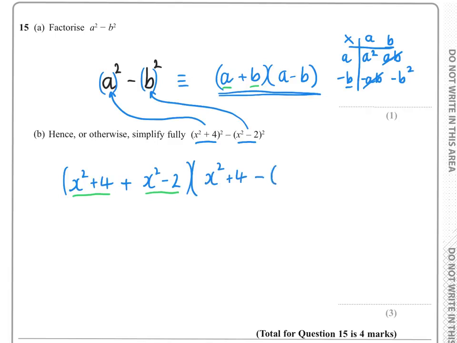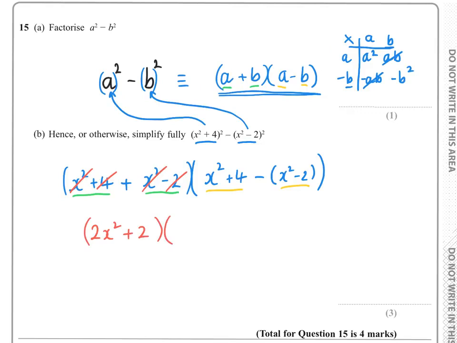minus, and be very careful, a small bracket here, x squared minus 2, and then end it with the large bracket. And what we've got here is then our a again, and then we're taking away the b here. And if we just look at simplifying here, x squared and x squared, that's 2x squared, 4 take away 2 is just 2.